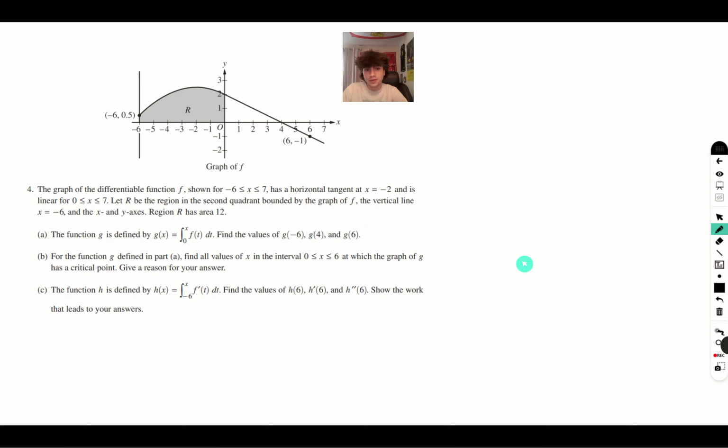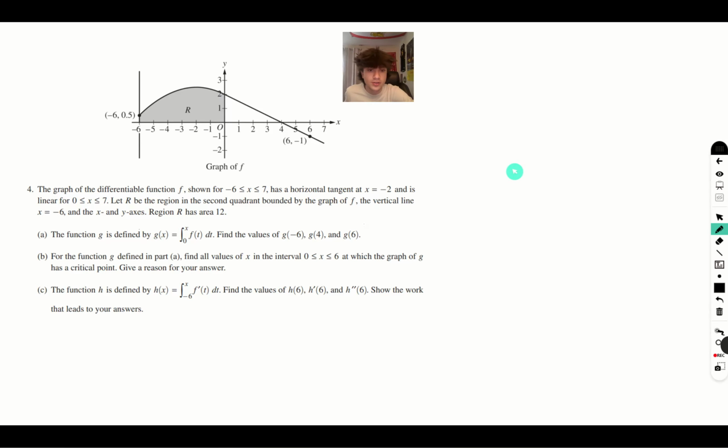The graph of the differentiable function f, shown for the interval -6 to 7, has a horizontal tangent at x equal to -2 and is linear for 0 to 7. Let R be the region in the second quadrant bounded by the graph of f, the vertical line x equals -6, and the x and y axes. Region R has an area of 12. The function g is defined by g of x equals the integral from 0 to x of f of t dt. Find the values of g of -6, g of 4, and g of 6.